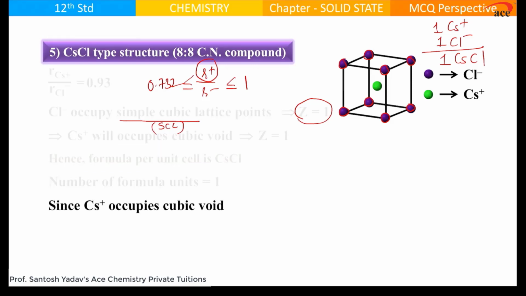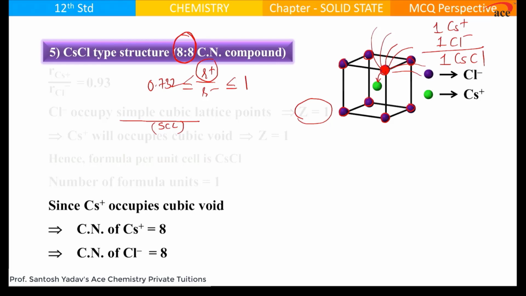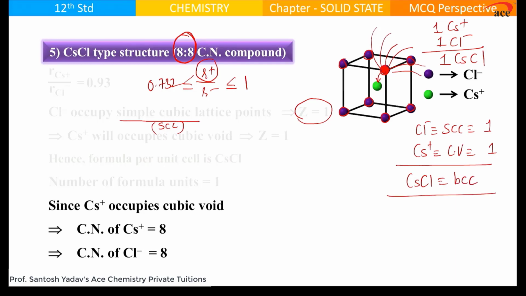Since cesium occupies cubic void, its coordination number will be 8. And we know any sphere is surrounded by how many cubic voids? 8. 1 here, but this sphere is present in 8 cubes, and each cube will have 1 cubic void. So, coordination number of chloride is 8. Therefore, the solid got the name as 8:8 solid. So, remember, chloride makes up SCC, therefore 1. Cesium is present as cubic void, or you can call it body center, means 1. If you take cesium chloride, then it is BCC.